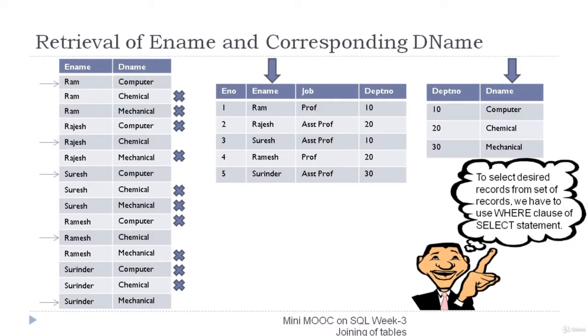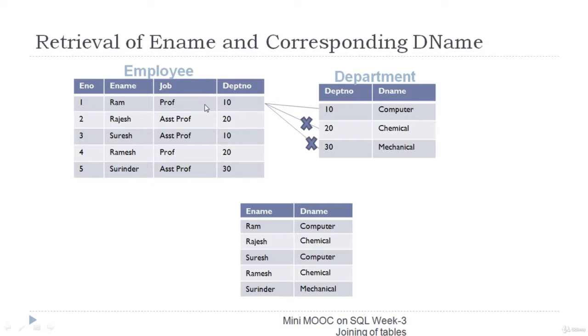To select desired records from a set of records, we have to use the where clause of the select statement. As we have discussed in the Cartesian product, the first record of the employee table makes a pair with all possible records of the department table. Here the record of an employee who belongs to department number 10 makes three pairs with department numbers 10, 20 and 30. But we are only interested in selection of the first pair while there is a need to discard the second and third pair. So it is very natural that only that pair needs to be selected where the department number of the employee table is equal to the department number of the department table.